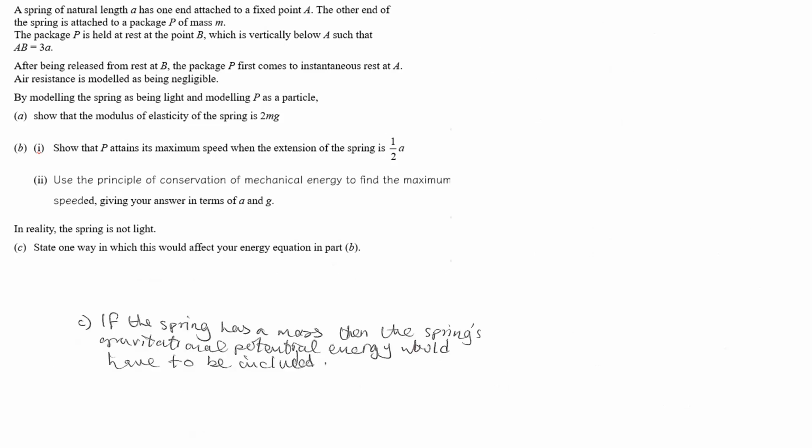Part C, state one way in which this would affect your energy. In reality, the spring is not light. One way in which it would affect the energy: if the spring has a mass, then the spring's gravitational potential energy would have been included as well, because that would have a mass as well. So the mass of the spring times g times the extension.